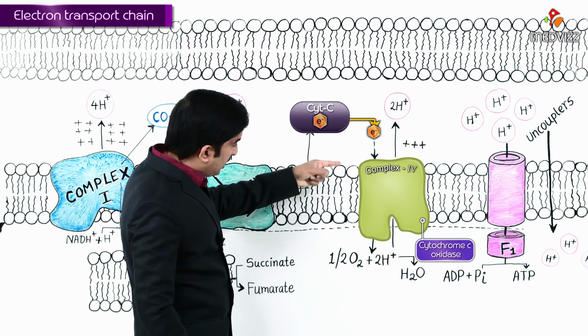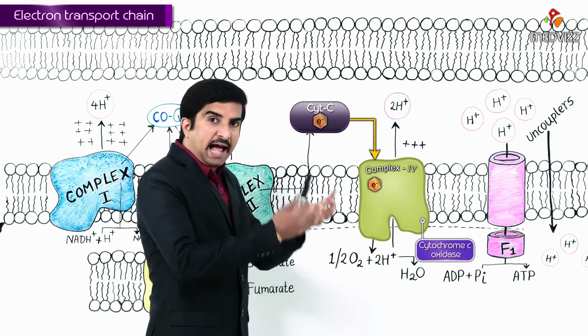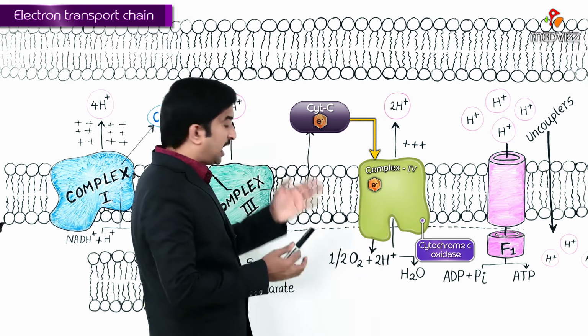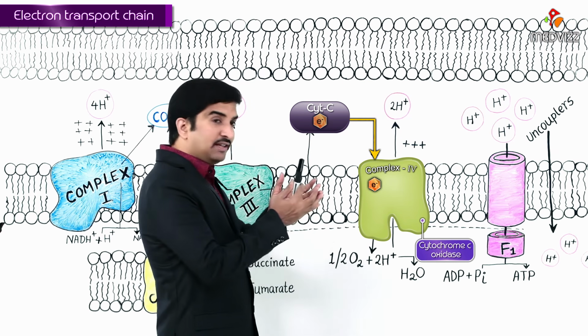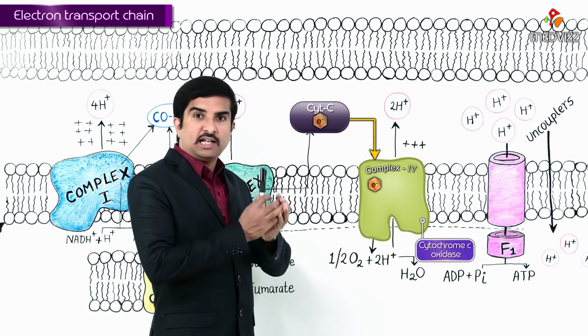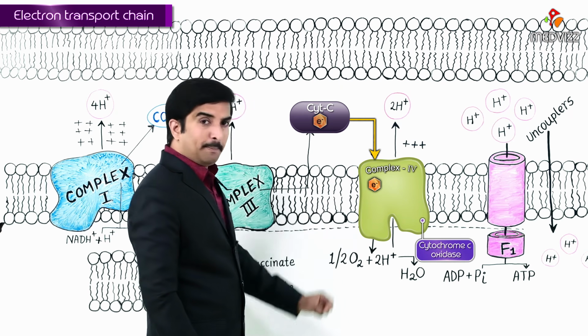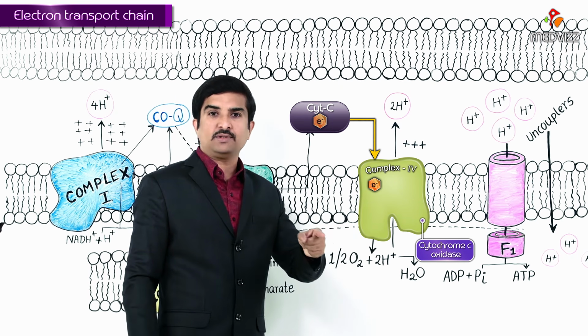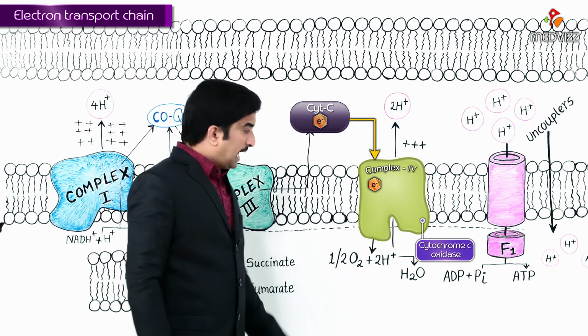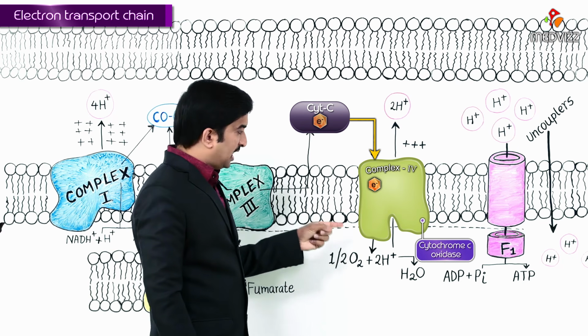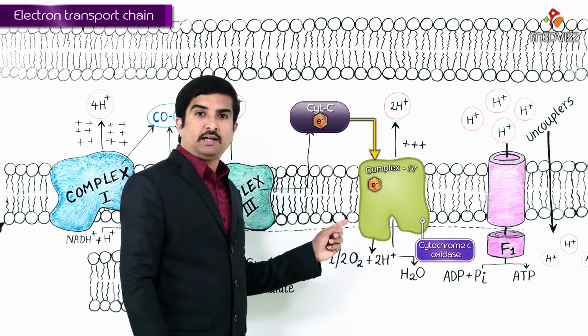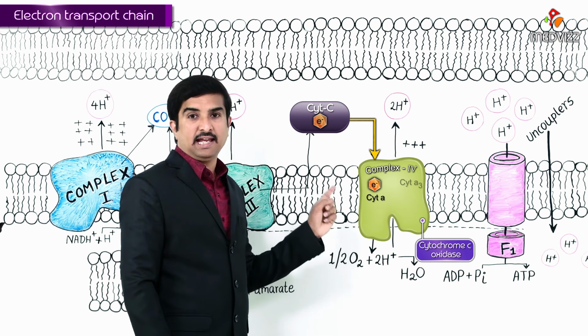Cytochrome C is donating electrons. To accept the electrons which are coming from cytochrome C, oxygen is readily available to catch those electrons by means of complex 4 which is called cytochrome C oxidase. And this cytochrome C oxidase, which is known as complex 4, contains cytochrome A as well as A3.